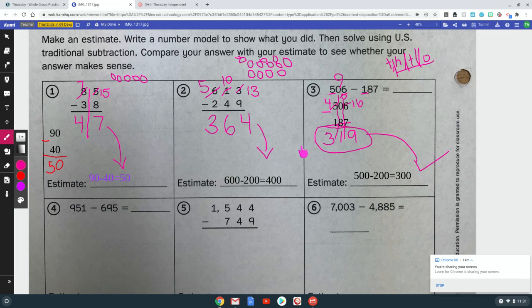Ladies and gentlemen, as you solve numbers 4, 5, and 6, I want to see you regrouping. I want to see you crossing out the digits and then regrouping. Cross out and regroup. Your paper should look like mine. Don't just put the answer. I know you can find an answer in Google. I know you can use a calculator. So I want to see you solve these problems on your Cami.